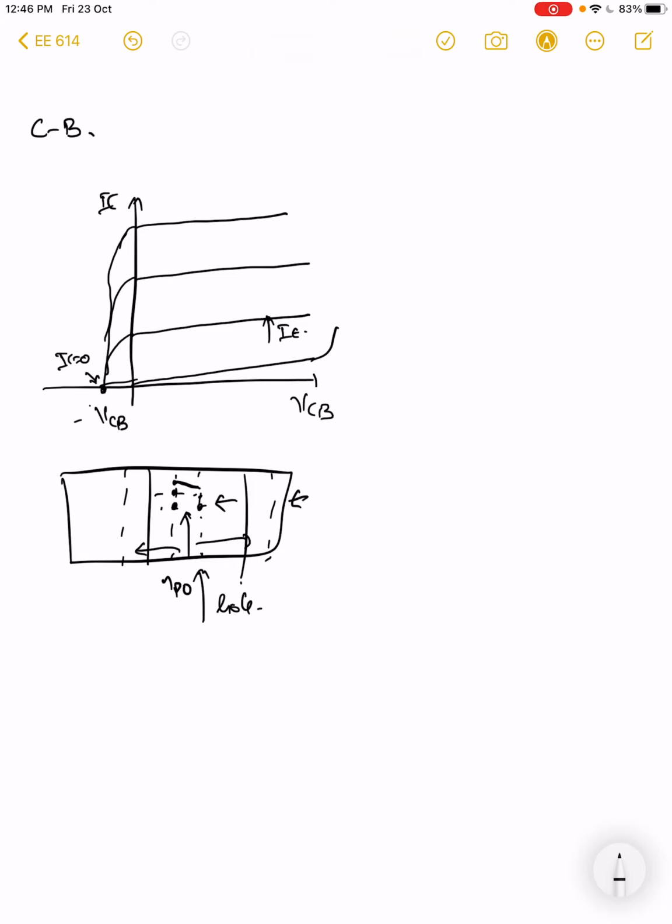And hence what happens is you have a very small gradient in the base leading to zero current irrespective of the emitter injection density or emitter current, right? So all of them fall down to the same value.